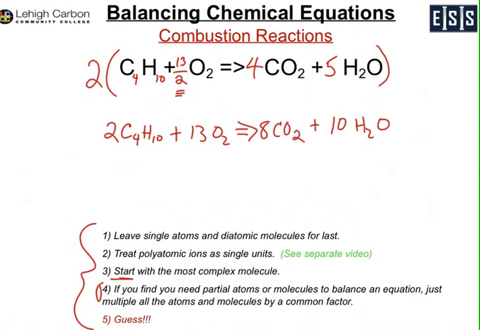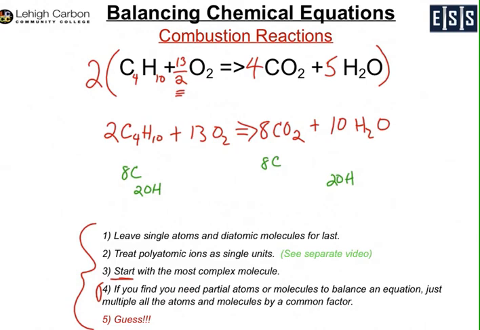So let's start again. For carbon, on this side we have 8 carbons, 2 times the C4. And on the right we have 8 carbons. So the carbons balance. The hydrogen, we have 2 molecules each with H10. So we have 20 hydrogens over here. We go on the right here. You have 10 times H2. You have 20 hydrogens. So that balances.